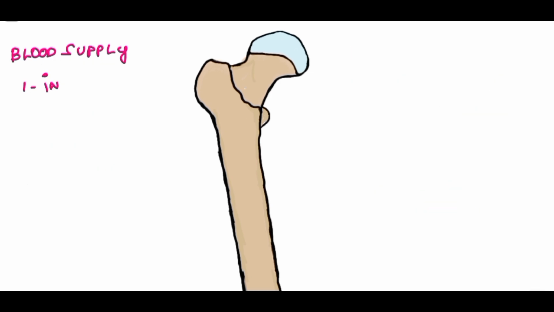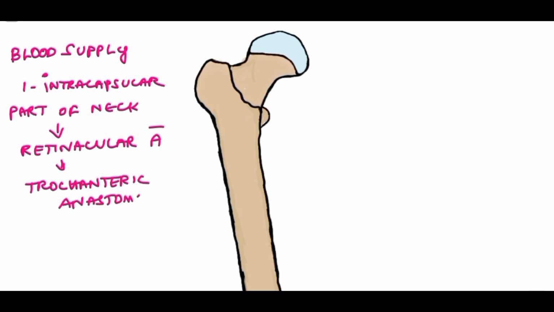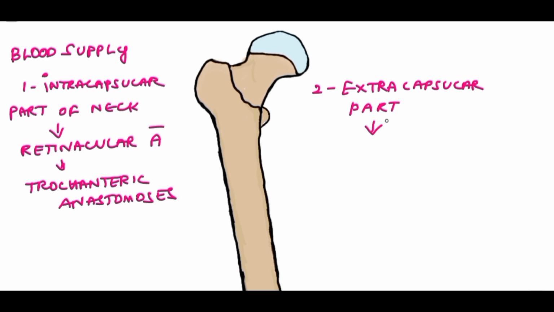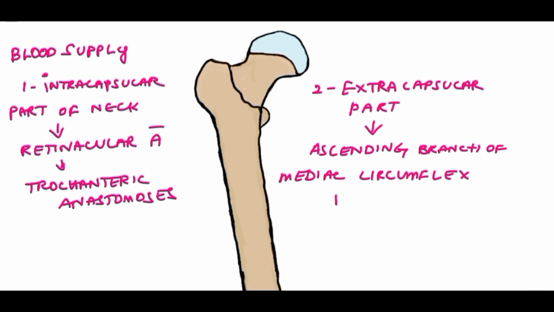Blood supply: the intracapsular part of the neck is supplied by retinacular arteries, derived chiefly from the trochanteric anastomosis. Vessels produce longitudinal grooves and foramina directed towards the head, mainly on the anterior and posterior superior surfaces. The extracapsular part of the neck is supplied by the ascending branch of the medial circumflex femoral artery.